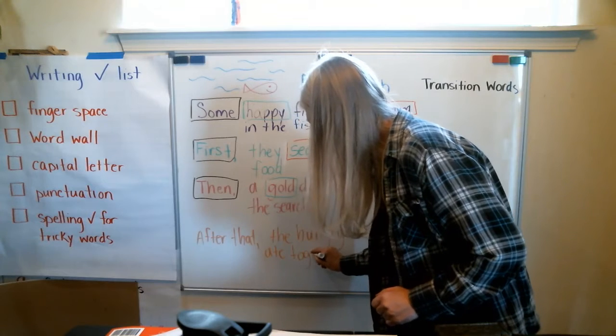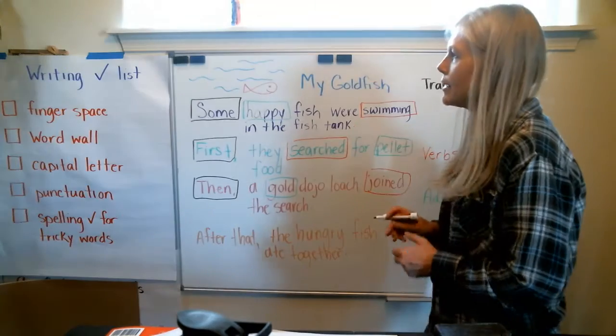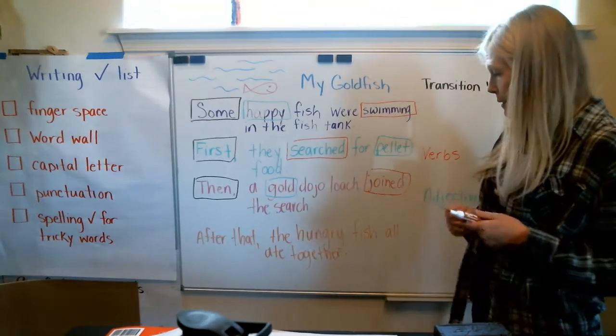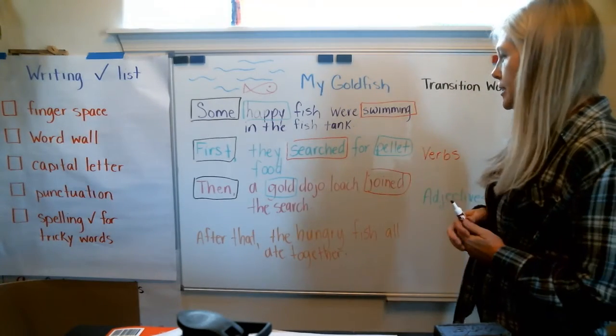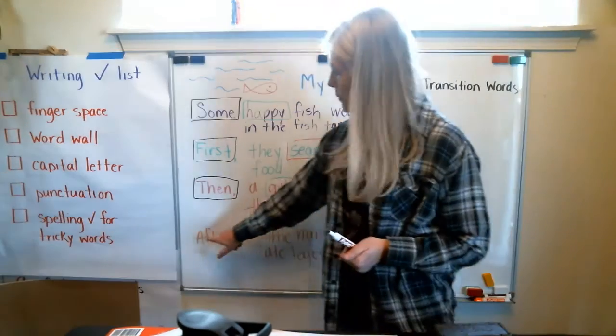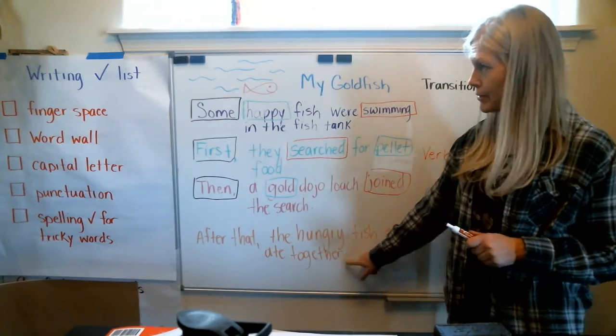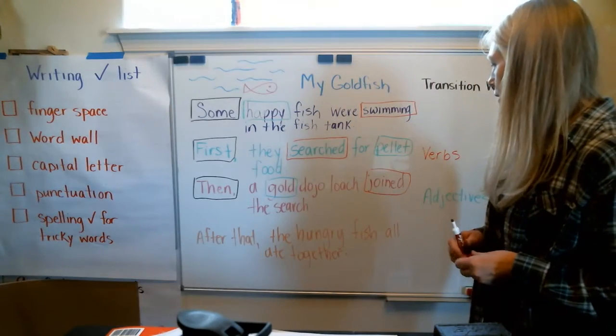All right, let's check our writer's checklist that we learned about last week. Do I have finger spacing? Check. Did I use a word wall? Yes. Do I have a capital letter? Yes. Punctuation at the end of my sentence? Absolutely. And spelling for tricky words?